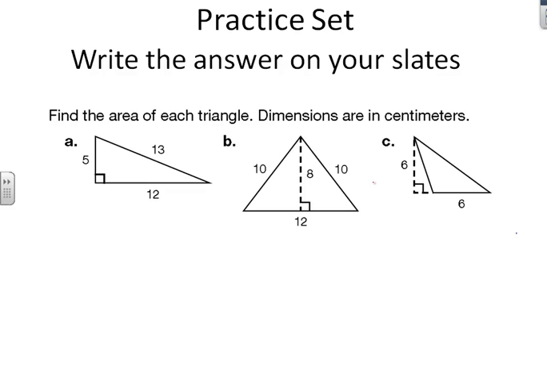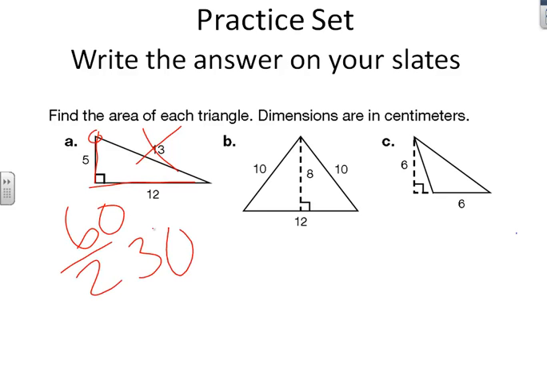Okay, here's a practice set for you. See if you can find the answers to A, B, and C before I can do them in this video. I'm going to start with A. I'm just going to do mental math. I know this doesn't matter because that line is not perpendicular. Here's my vertex, so I've got my base and my height. 12 times 5 is 60. 60 divided by 2 is 30. My answer there is 30 centimeters squared.